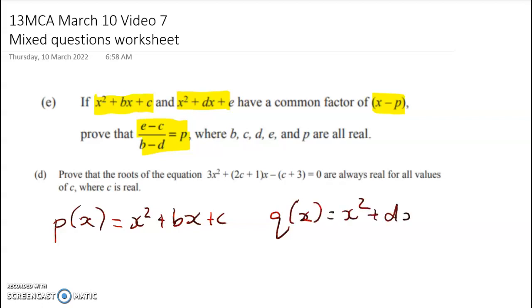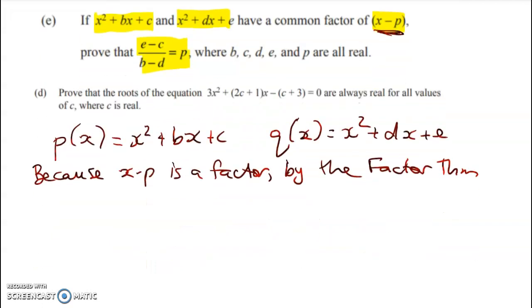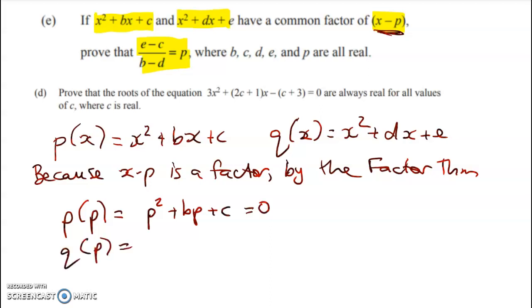And we know that the factor theorem tells us that because x minus p is a factor, by the factor theorem, we can write two equations. We know that p of p must equal 0, so that's p squared plus b of p plus c equals 0. And we know that q of p, so again substituting p into here, must give me 0. Well, that's what it means for something to be a root.